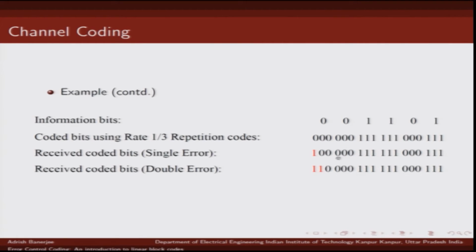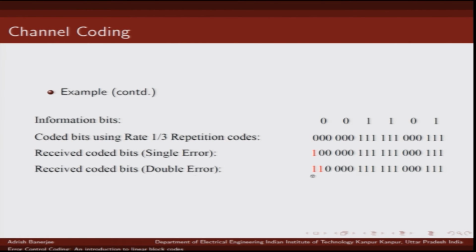If we look at other sets of bits, 0 0 0, there is no error here, 1 1 1, no error, again no error here, no error here, no error here. So, the rate 1/2 repetition code was able to detect a single error, and the rate 1/3 code is also able to detect a single error. Now, let us look at a double error.